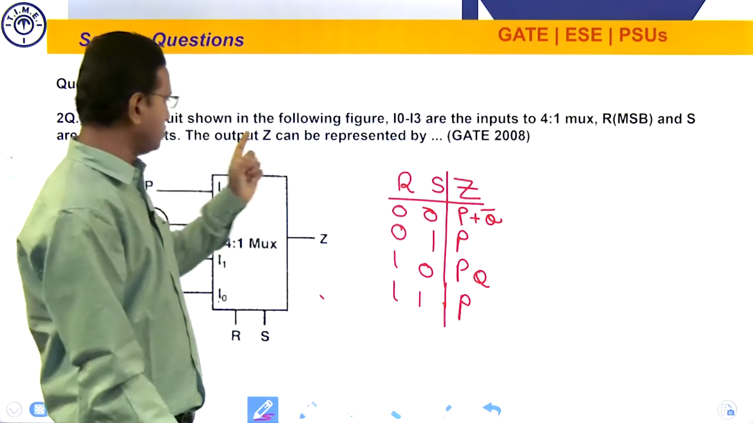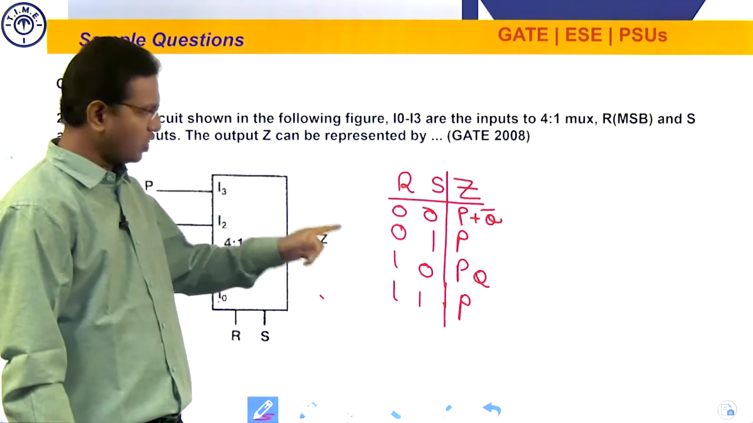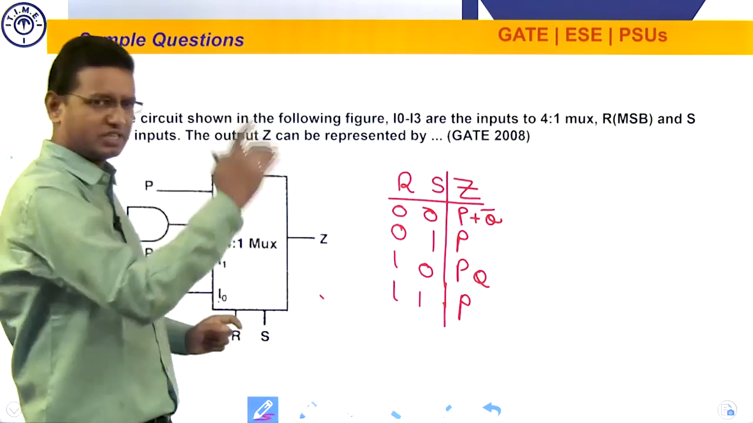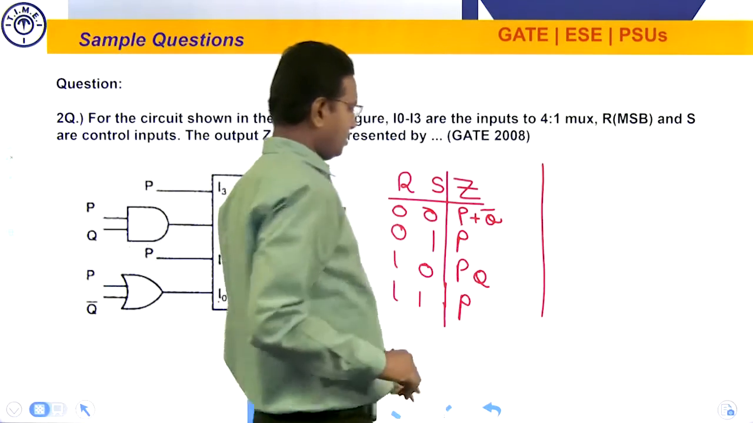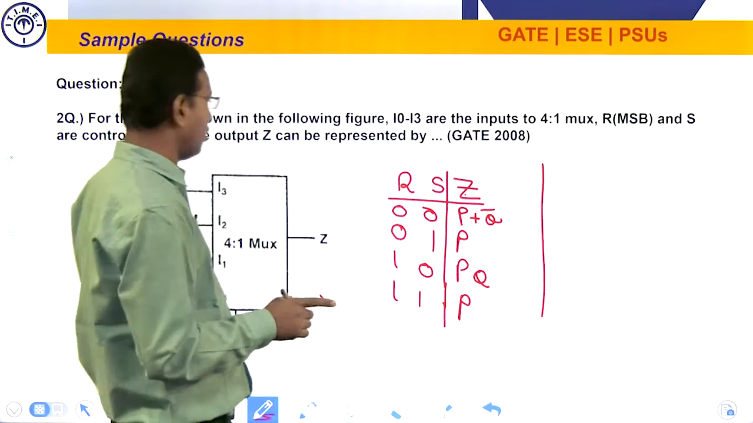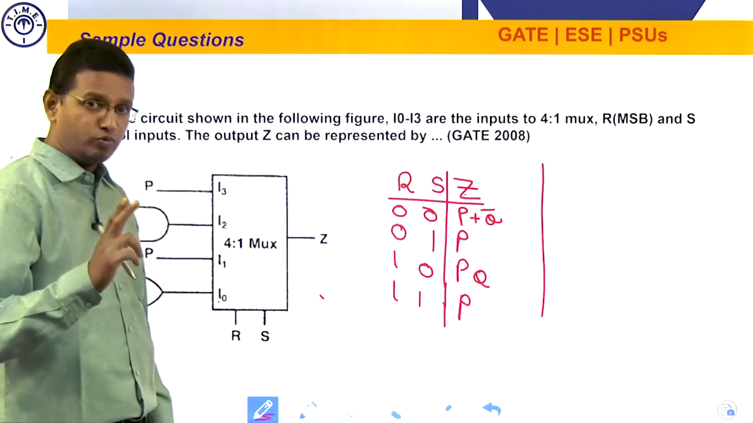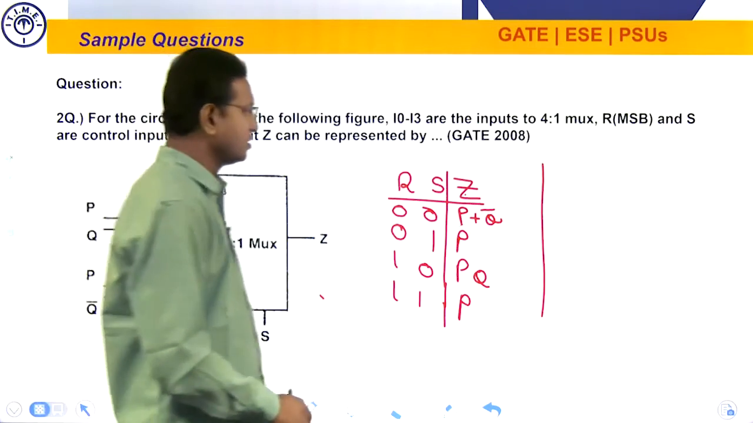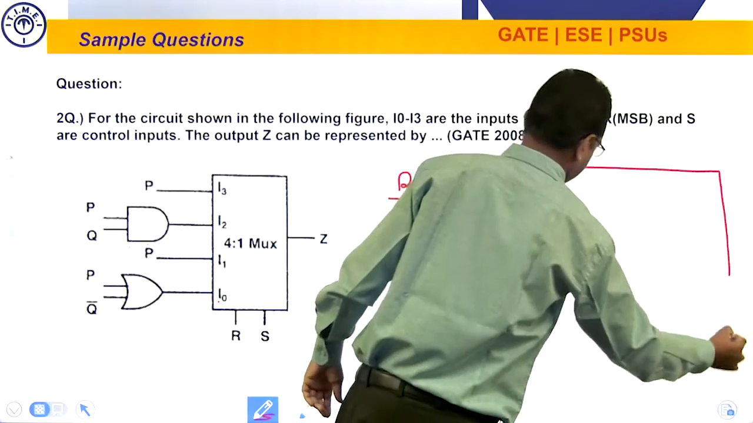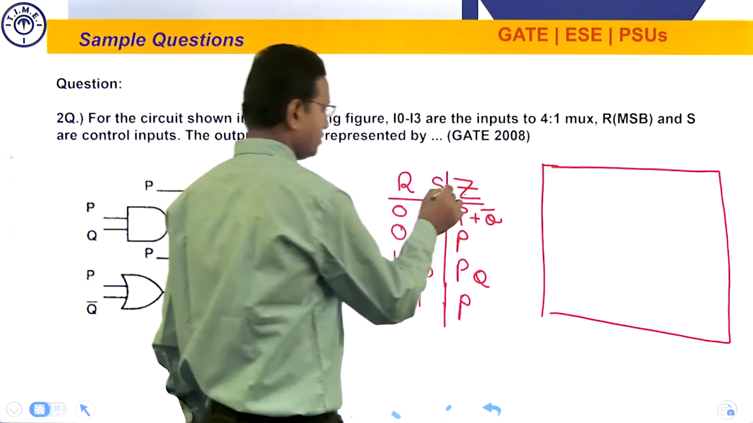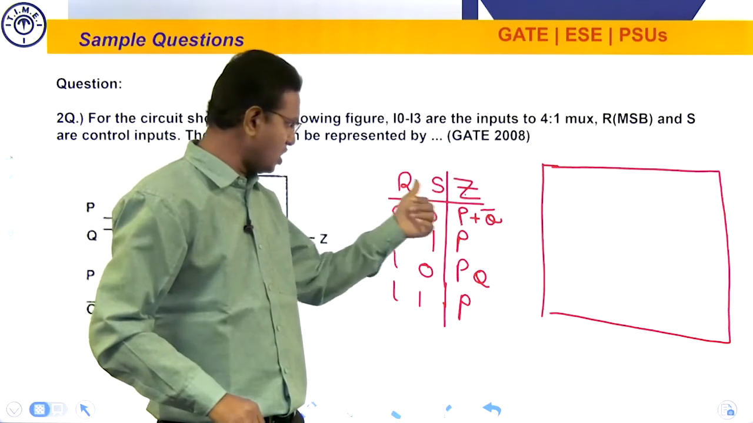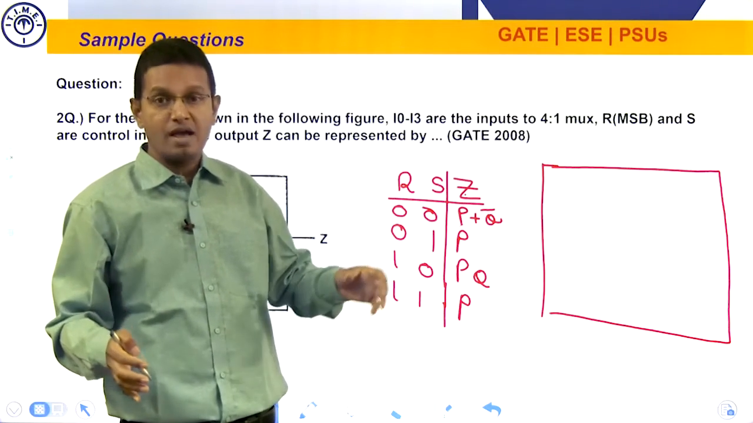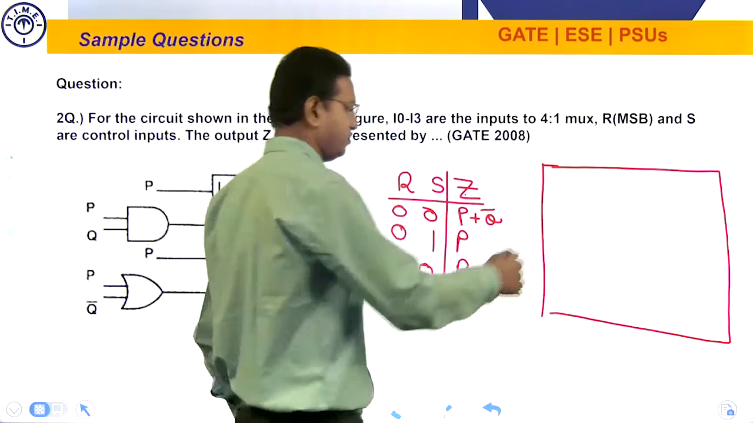I do not want the truth table, I want the Boolean expression from the given question, so I am using a simple shortcut. I want the simplified Boolean expression, so I am directly going for the K-map. If you look carefully, Z is not a function of 1 or 2 variables, it is a function of 4 variables, P, Q, R, S. Z depends on P, Q, R, S, so to get the simplified Boolean expression for Z, I am going for a 4 variable K-map.